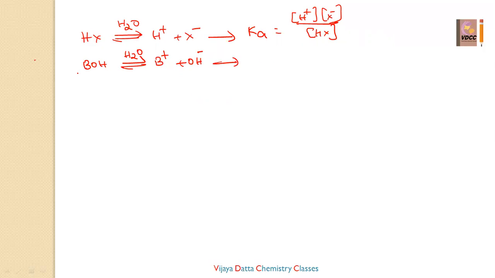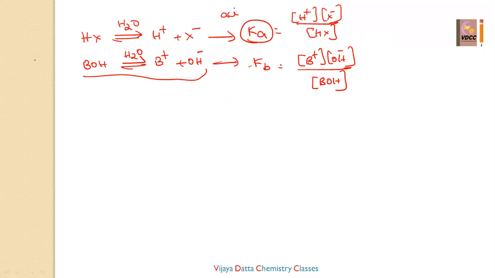If it is the base, then the base dissociation constant is called Kb, which is the concentration of B plus and OH minus divided by the concentration of BOH. This is called the acid dissociation constant, and this is called the base dissociation constant. This applies when we consider weak acids and weak bases, as they cannot dissociate completely.